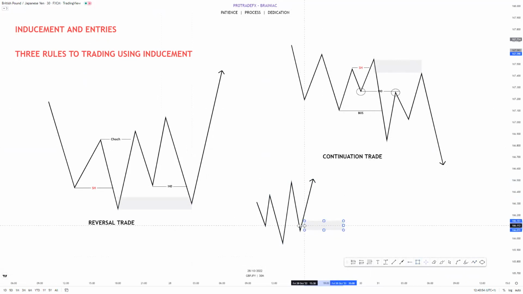Now we have the stop points, a change of character, and a break of structure. Traders ideally want to get involved in this leg. So we know that a lot of smart money traders want to get involved in this leg to go to the upside. This is where we use the context of inducement.